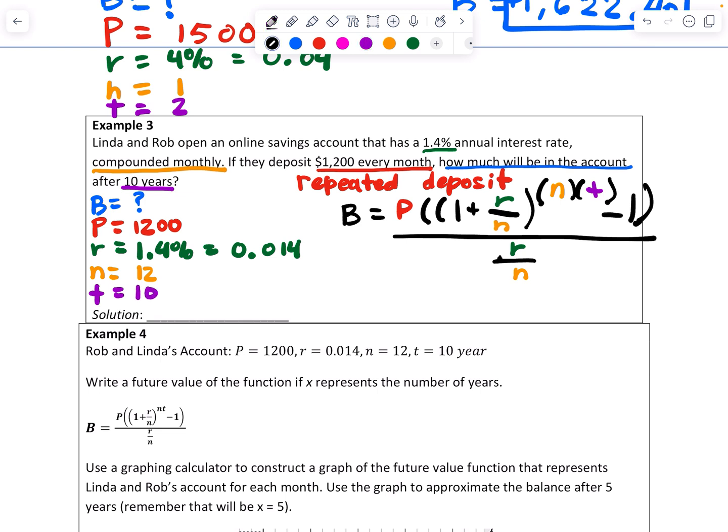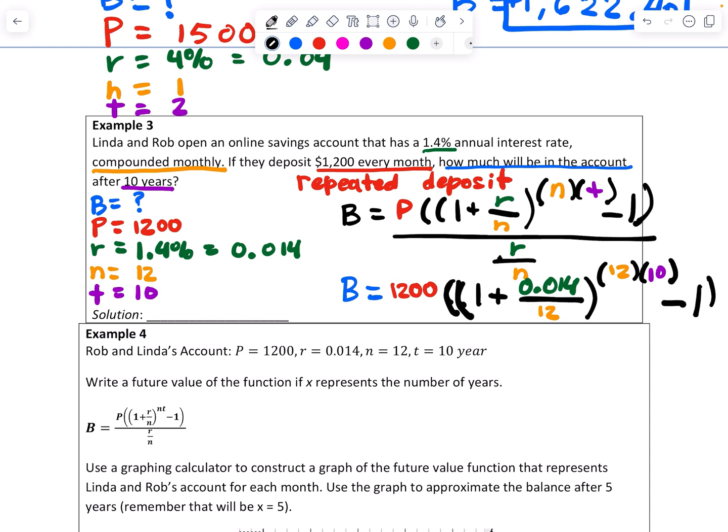Okay, so I'm going to plug this into my formula. So I'll have B equals P, 1,200, times parentheses, 1 plus the fraction, R, 0.014, divided by N, which is 12. This parentheses should probably be a little bit bigger. To the N, 12 times 10 for T. Remember, those are being multiplied in the exponent. And then we get out of the exponent, minus 1, close the parenthesis.